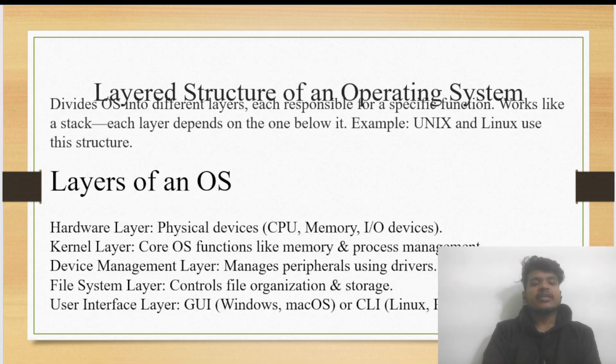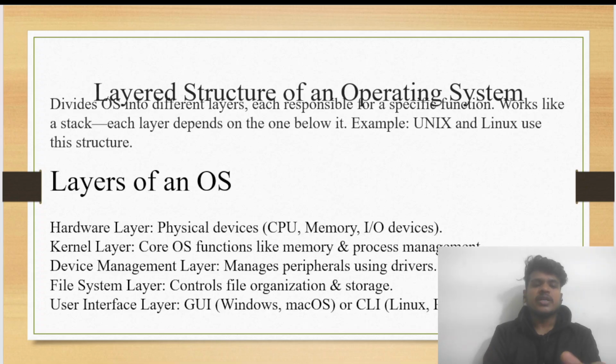Then there is the kernel layer. The kernel layer is the core of the operating system. Without the kernel layer, the operating system cannot perform. Think of it as the heart of a human. The kernel layer is the heart of the operating system. It manages memory, processes, and hardware communication. It acts as a bridge between the hardware and applications.